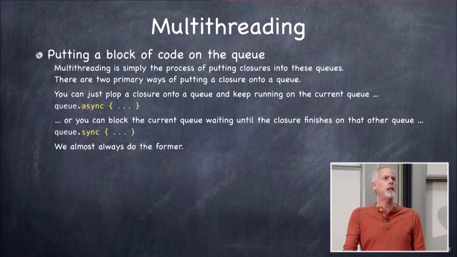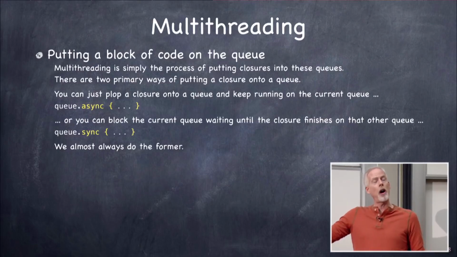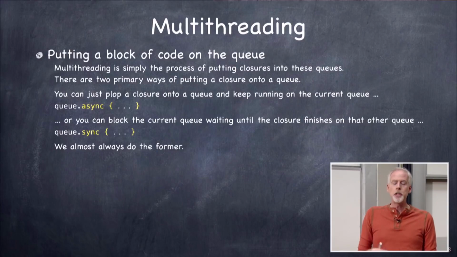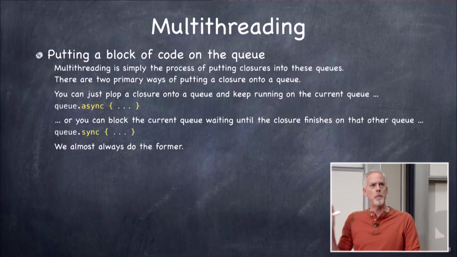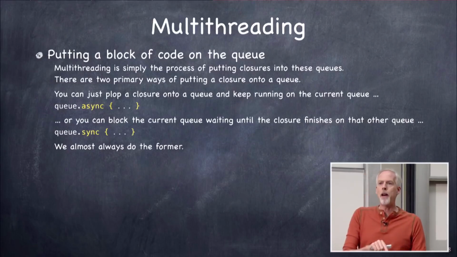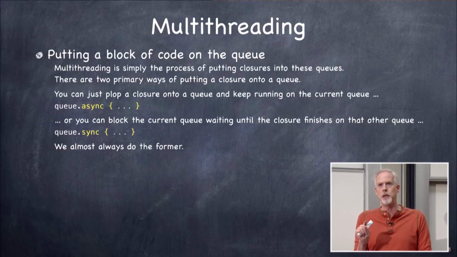And then it just goes on to the next line of code you have. Okay, so now it's in the queue and someone eventually will go pull it off the queue and run it, but you return immediately. Sync puts it on the queue and blocks, waiting for someone to take it off the queue and run it and for it to complete. So you would never do sync on the main queue, right?